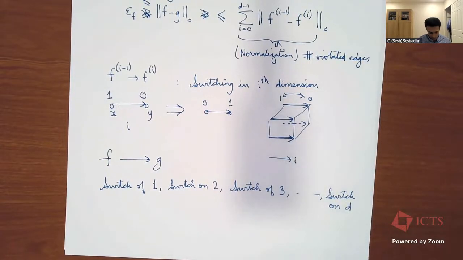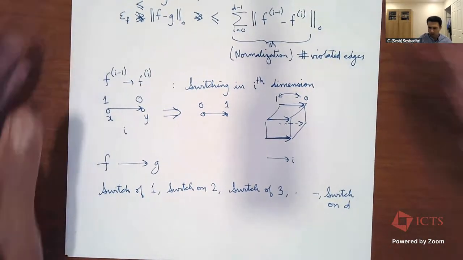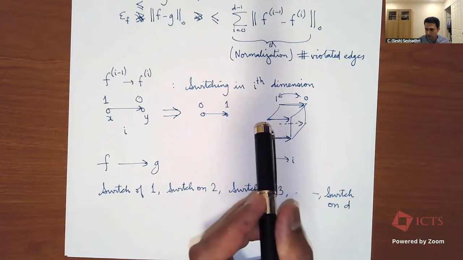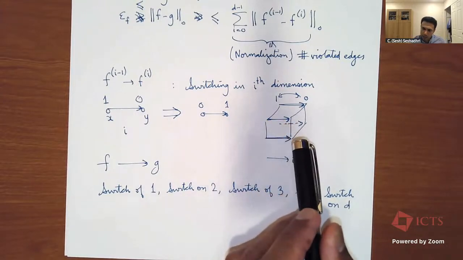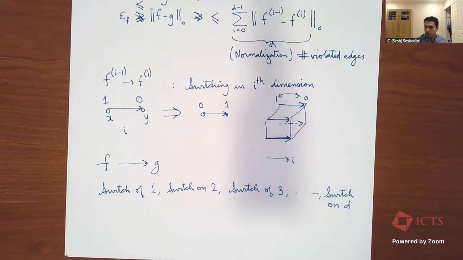Now, I'll pause here and let you think about it. There seems to be an issue. The issue is that, let's say I switch on one dimension, so I fix the violations in that dimension. But now if I switch on a different dimension, I may reintroduce violations in a previous dimension. Right? So it is not clear that if I do this process, at the end I'm going to end up with a monotone function. Are there any questions? Hopefully that comment was clear.